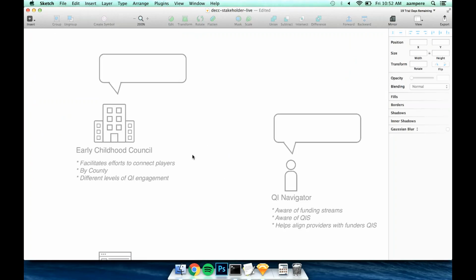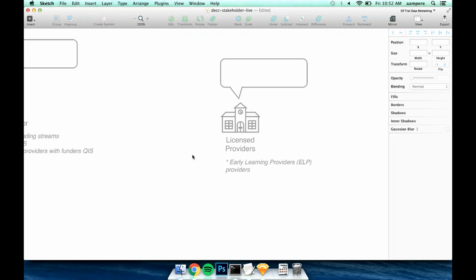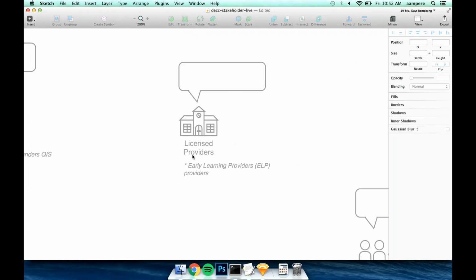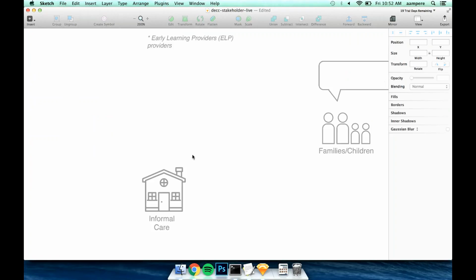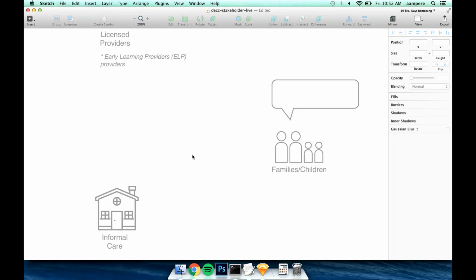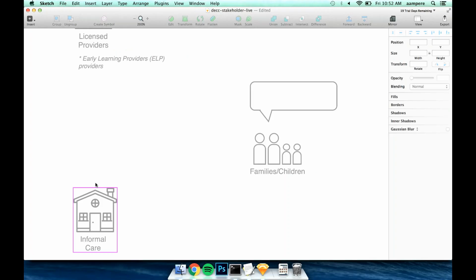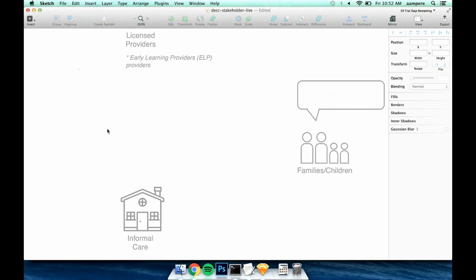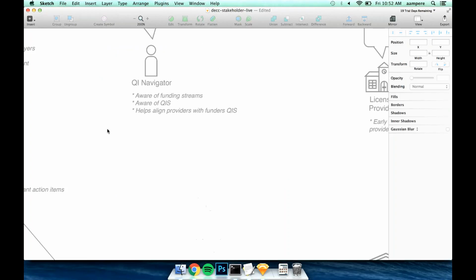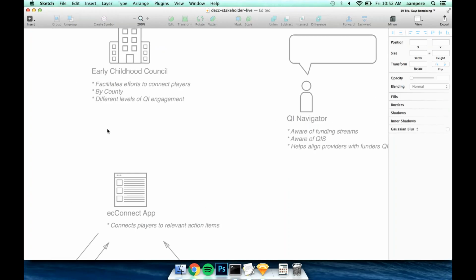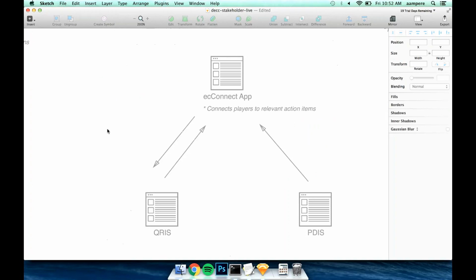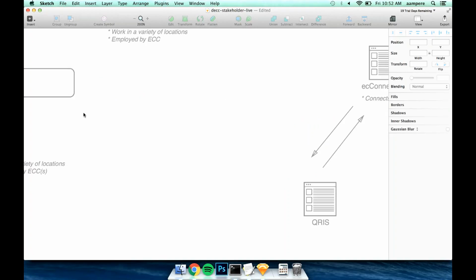We also have licensed providers, informal care providers, families and children who are directly impacted by the informal and licensed providers, but who are indirectly impacted by the councils. There is a delay, so as you're moving around, I should give everything a half second. Okay, great.